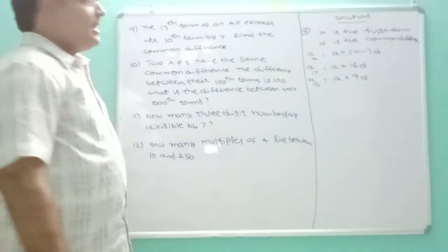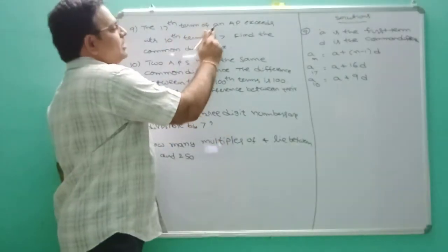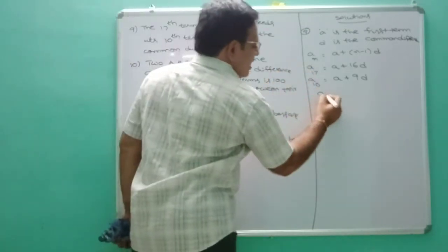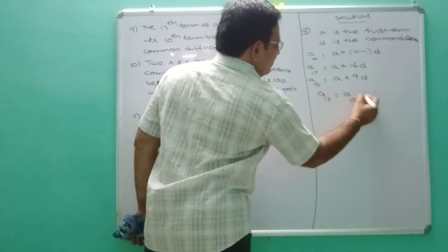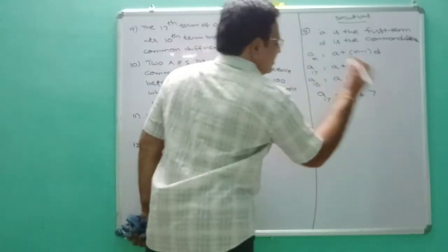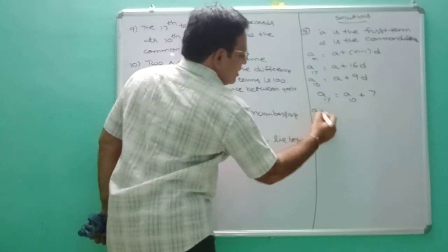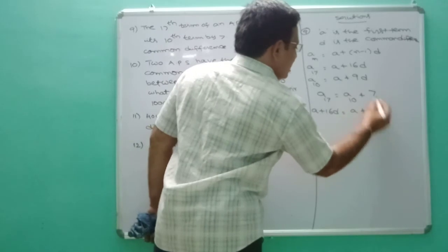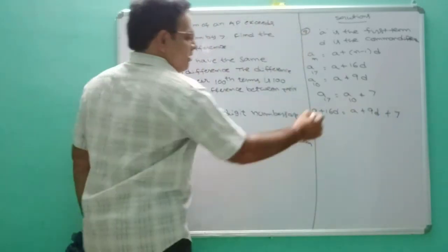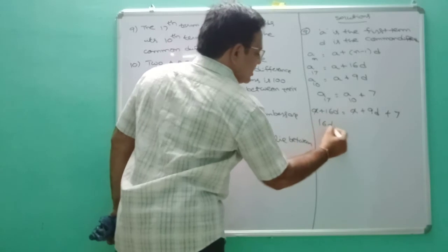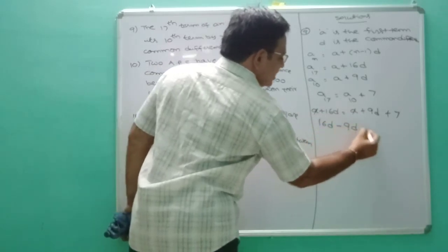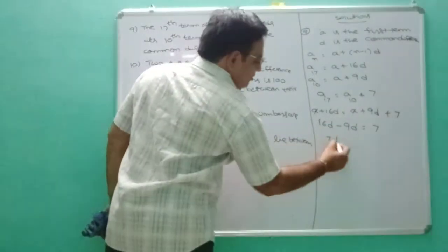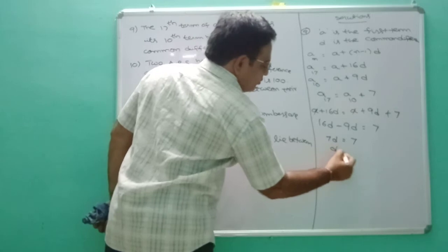Now the condition: the 17th term of an AP exceeds its 10th term by 7. That means A17 equals A10 plus 7. So a plus 16d equals a plus 9d plus 7. Now a cancels. Taking 9d to this side, 16d minus 9d equals 7, so 7d equals 7. Now d equals 1.